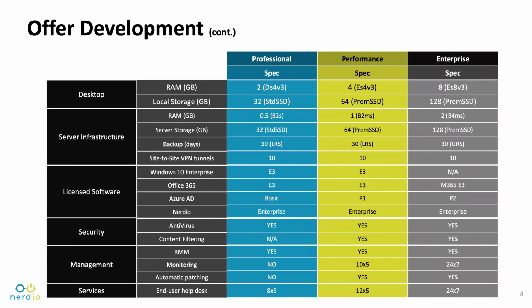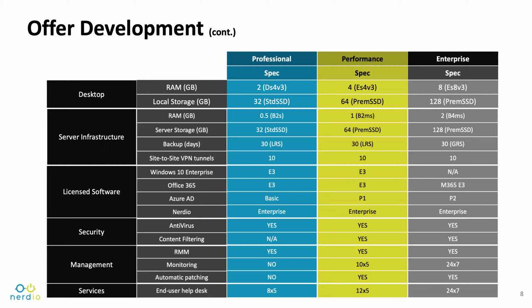So then let's take a look at actually building out each one of our plans. We said we're going to have professional, performance, and enterprise. Again, these are just examples. And you can see that if we go across the desktop bucket, we're increasing the amount of RAM and the amount of storage per user, and also the type of storage from less performant to more performant as we go to the right. So for example, in the professional desktop, we're going to have 2 gigs of RAM, whereas in an enterprise desktop, we'll allocate 8 gigs of RAM per user, giving them obviously a lot more performance. Similarly, for local storage, we'll go from standard SSD on the professional to premium SSD in enterprise.